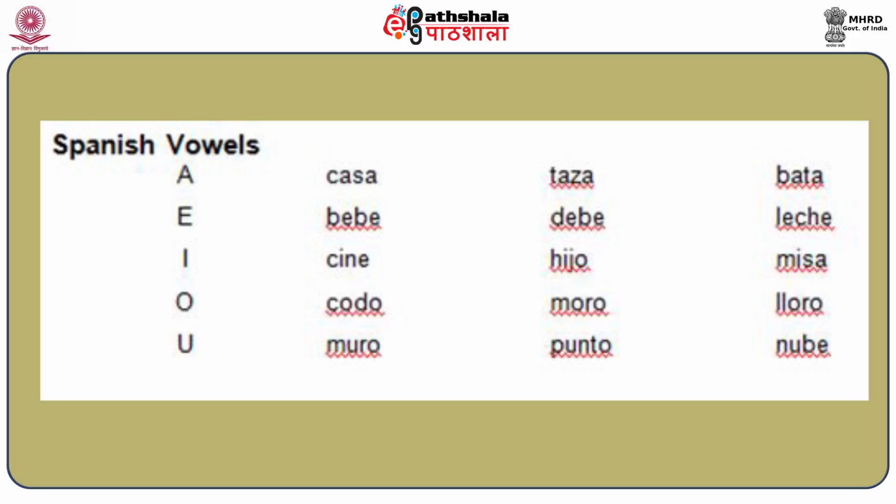With the vowel E, we have bebe, debe y leche. With the vowel I, we have cine, hijo, misa. With the vowel O, we have codo, modo y lloro. And with the vowel U, we have muro, punto y nube. So these were some words with these vowels.